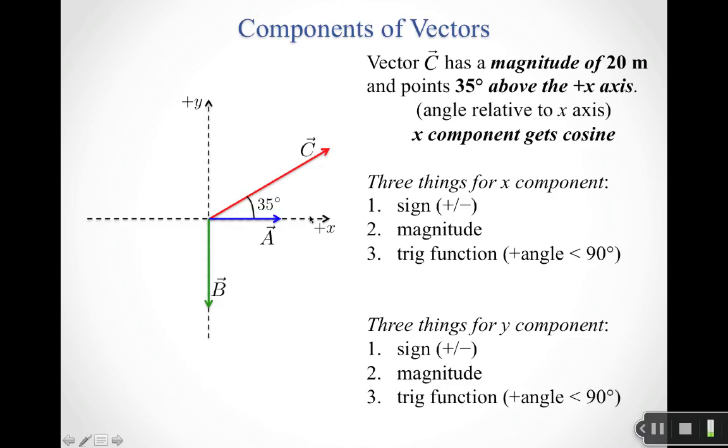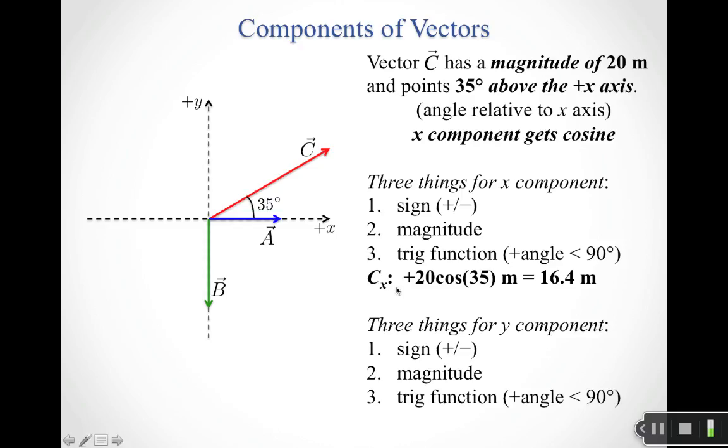Trig function: we said that given our angle is defined relative to the x-axis, the trig function that goes with the x component is going to be cosine. So the x component of vector c is plus 20 times cosine of 35 meters, which happens to be another way of saying 16.4 meters.